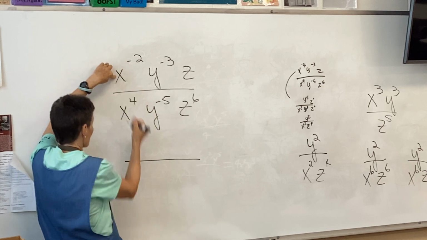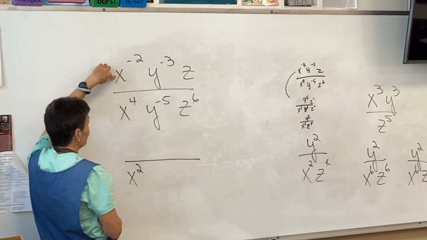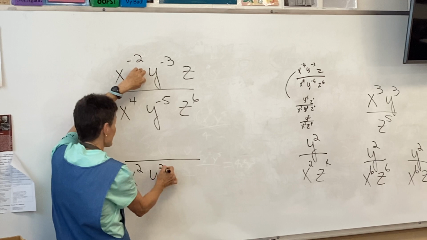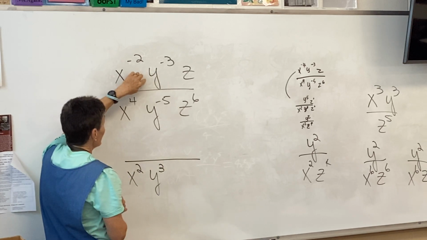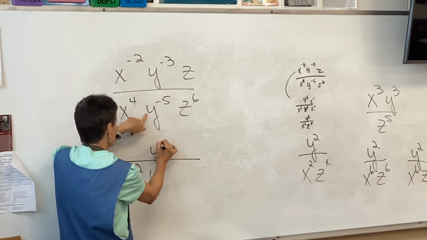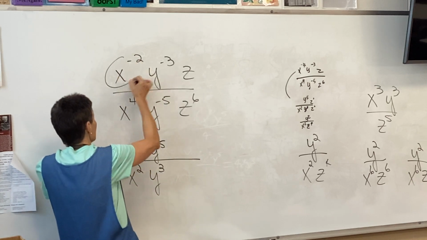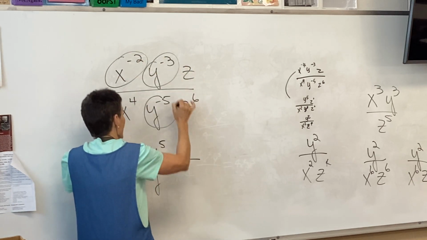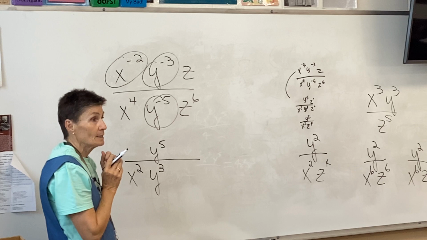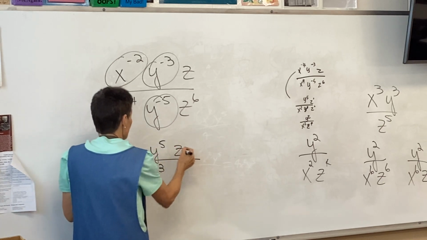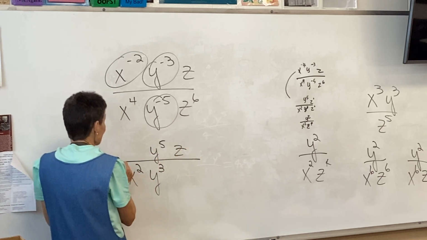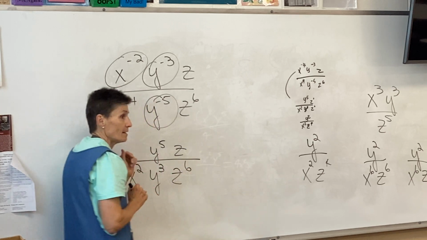So this x squared is actually gonna come to the bottom. The y cubed is gonna come to the bottom. And the y to the fifth is gonna go to the top. So would everybody agree that this and this are moving? Yes. And the other things are staying right where they are.